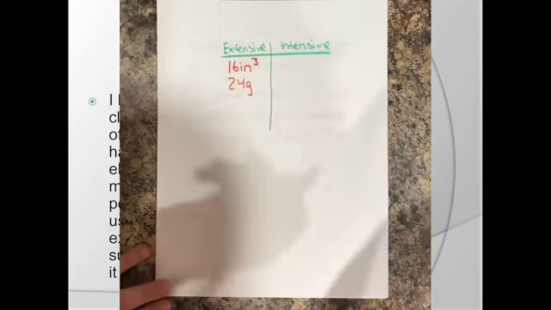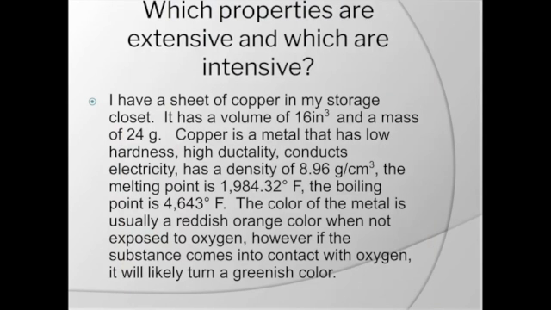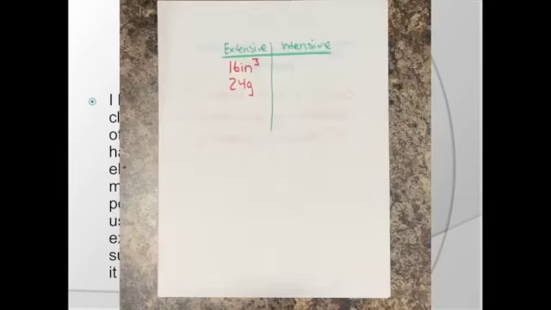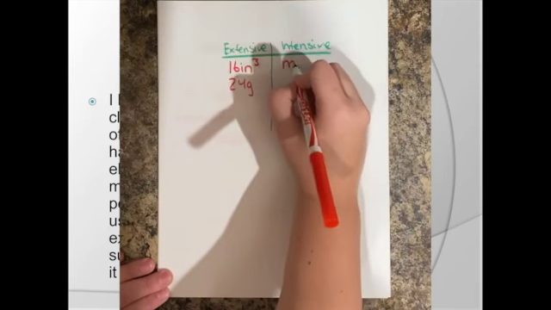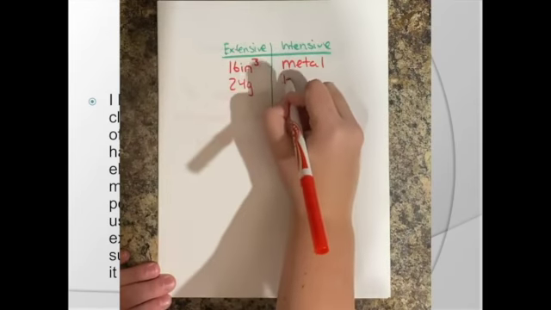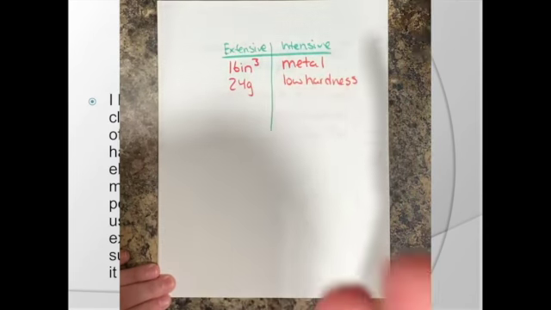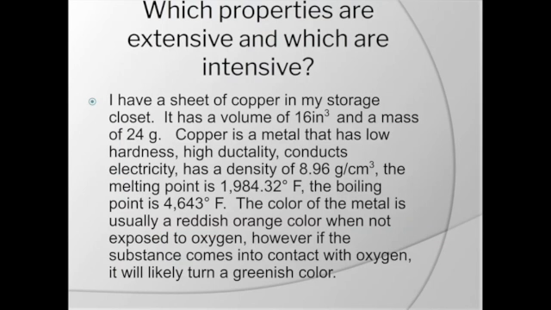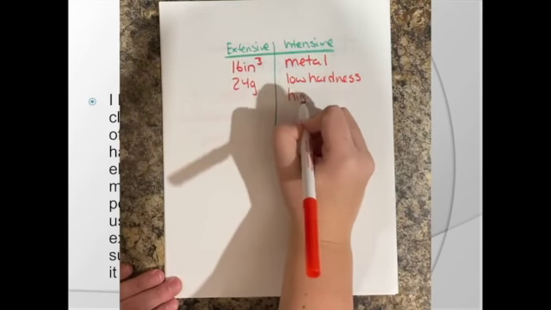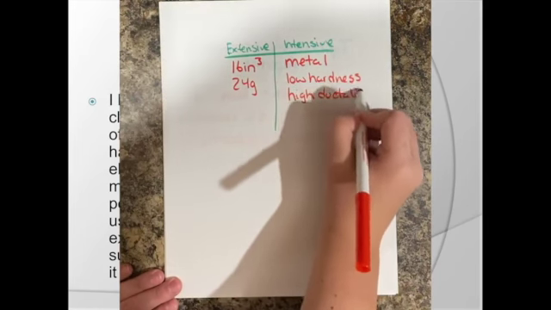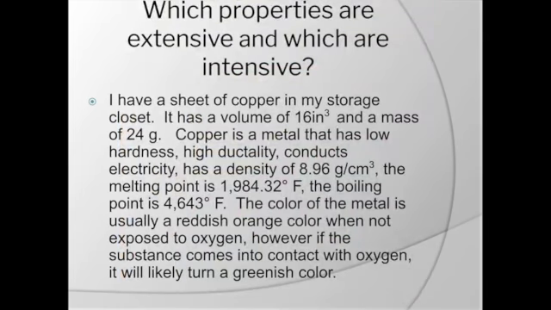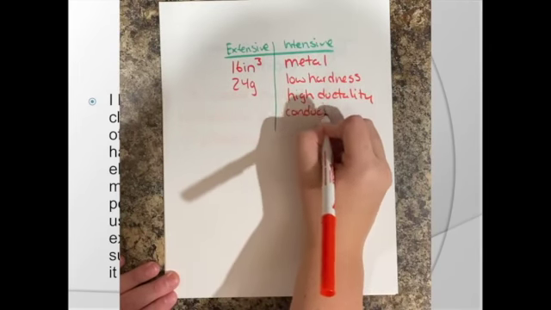24 grams. Okay, copper is a metal that has low hardness. So first off, metal. Does it being a metal have anything to do with how much we have? No. So that would be intensive. So the fact that it's a metal is intensive. The fact that it has low hardness is intensive. The fact that it's high ductility, which basically means you can bend it to whatever shape you need it to be, that is intensive. Conducts electricity is also intensive. That has nothing to do with the amount you have.